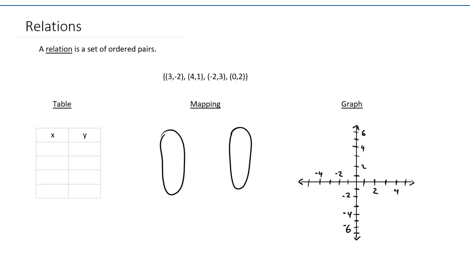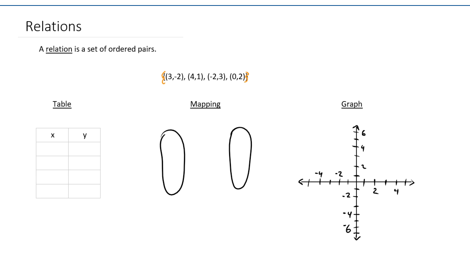We're going to take a look at relations. Now, we've just spent time talking about ordered pairs, and so when we look at a relation, our relation is just a set of ordered pairs. So let's take a look at this example here. We see that we have our braces here, which means that we have a set, and we have ordered pairs of (3, -2), (4, 1), (-2, 3), and (0, 2). And these are related somehow. We're not sure in this case exactly how, but they are related, and so that's why they're in a set together. So we can show this information in 3 different ways.